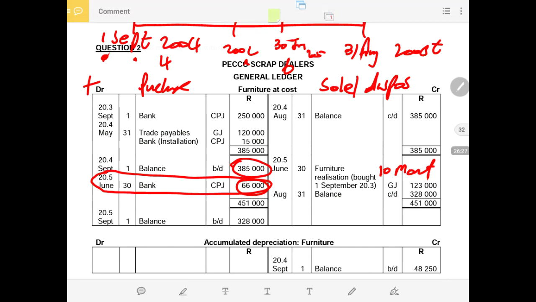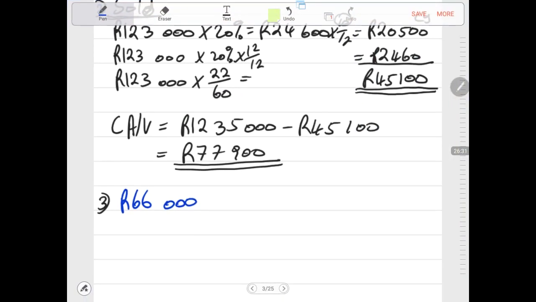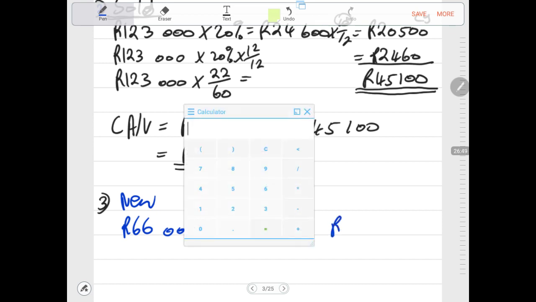Now we are calculating depreciation only for 2 months for the finisher that was bought during the year, the new one. Forgot to say new, I just wrote the amount now. The new one cost us 66,000 rands, times 20%, times 2/12. So now we have 66,000 rands times 0.2 times 2/12. This gives us 2,200 rands.